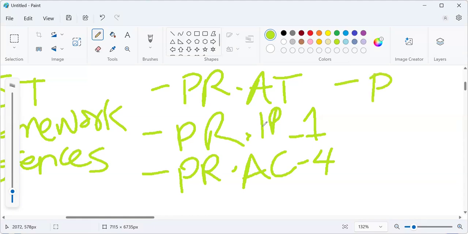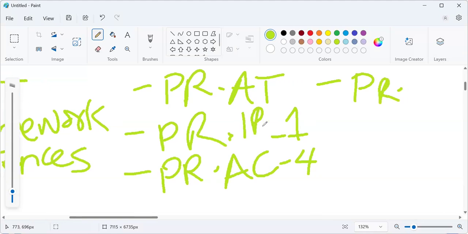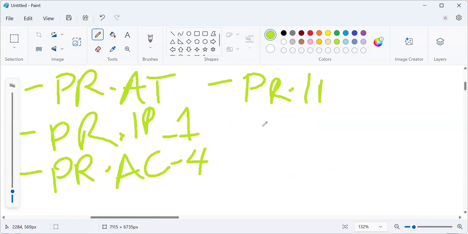Then we also have PR.IP-12. This means Protect Information Protection Processes and Procedures, for implementing a vulnerability management plan. For example, regularly scanning for vulnerabilities and applying patches to software and systems promptly and effectively.